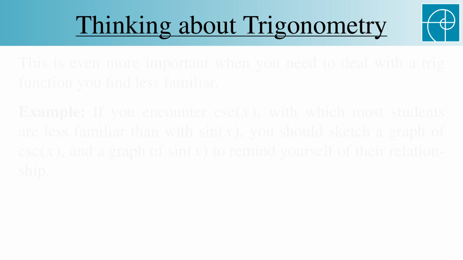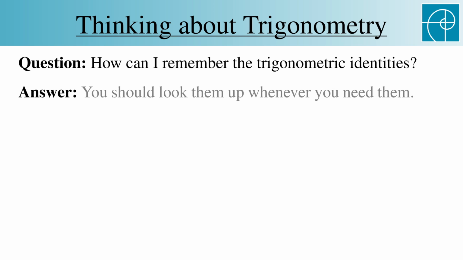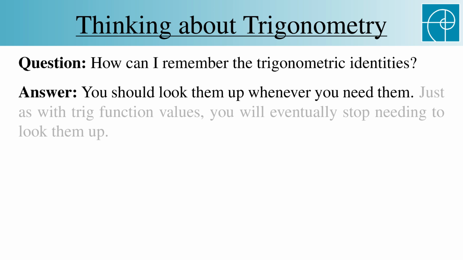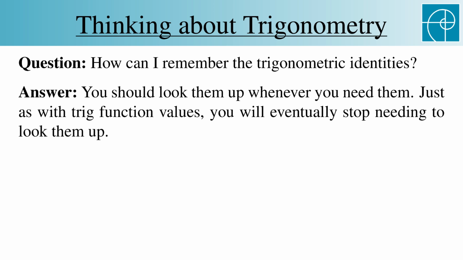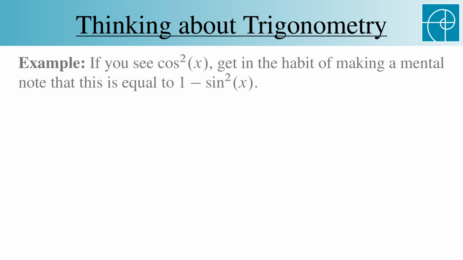You might ask, how can I remember the trigonometric identities? And the answer, which is similar to one we saw before, is that you should look them up whenever you need them. Just as with trig function values, you'll eventually stop needing to look them up. And just as you should be in the habit of graphing, you should also be in the habit of seeing alternative ways of writing trig expressions. For example, if you see cosine squared x, get in the habit of making a mental note that this is equal to 1 minus sine squared x.